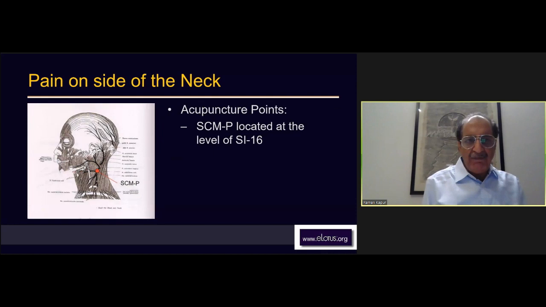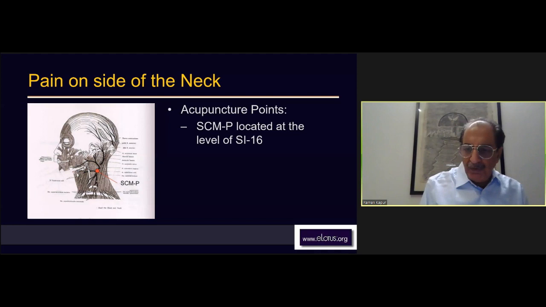In the same way, there is additional PNST treatment for a patient who comes to us with pain on the side of the neck, acute muscle spasm of the neck. The sternocleidomastoid muscle point is located at the level of SI16. So you prick that area. It's a very simple pricking method wherein you prick at the point which is most painful and then you just prick around the point. That's all. I'll be showing you in a few slides later how you are actually able to do that.